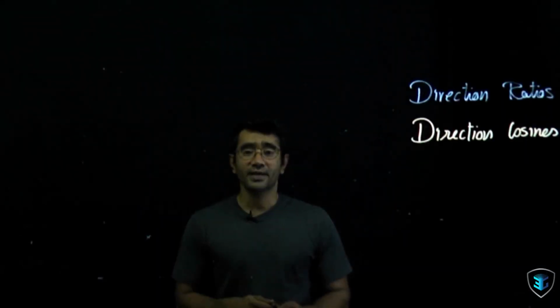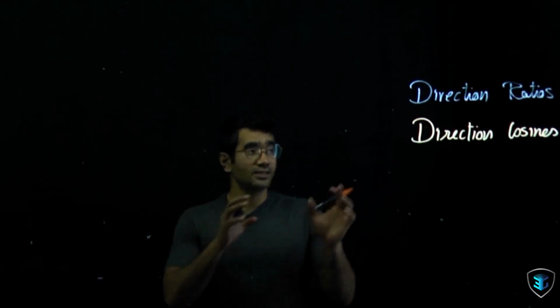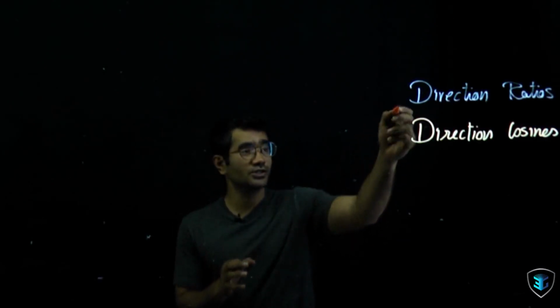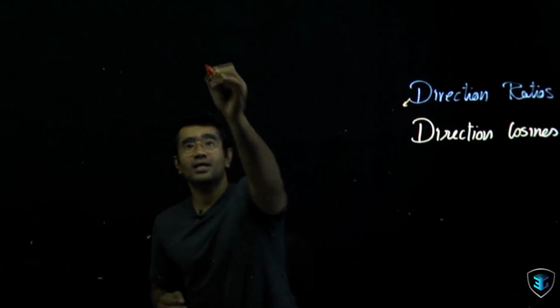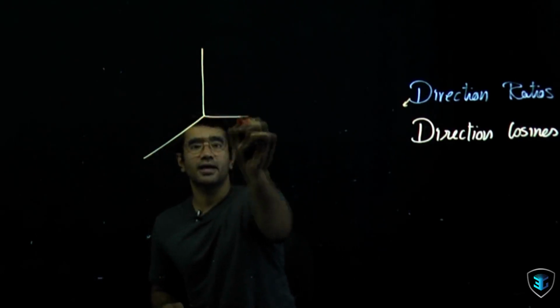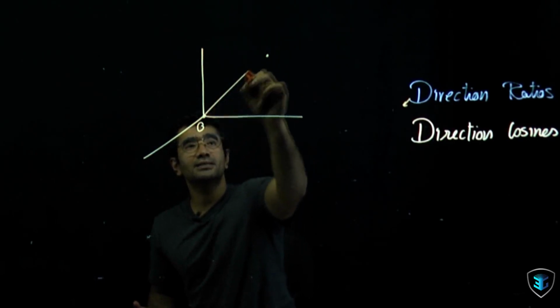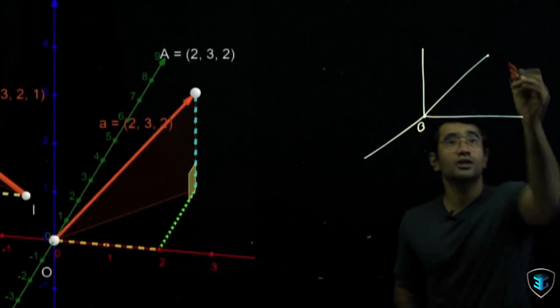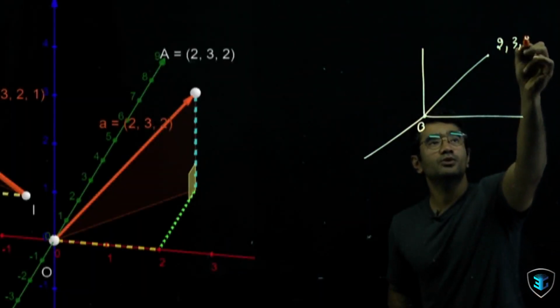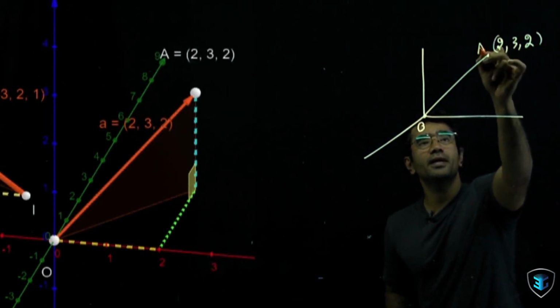Alright, guys, now let's talk about how do we do this whole thing mathematically. How do I write the direction ratios of a point? Let's suppose that is the axis I have. That's a point O, which is the origin. I have a point A here. Now I can see in the graphic diagram also, I'm talking about the point 2, 3, 2. These are nothing but the coordinates of the point A.